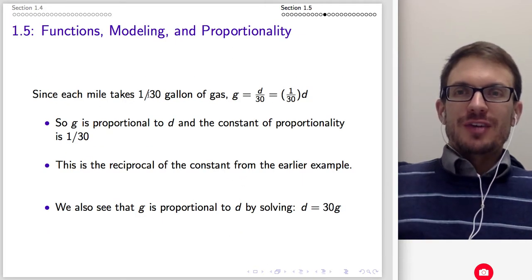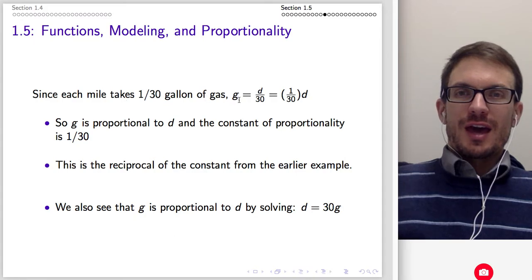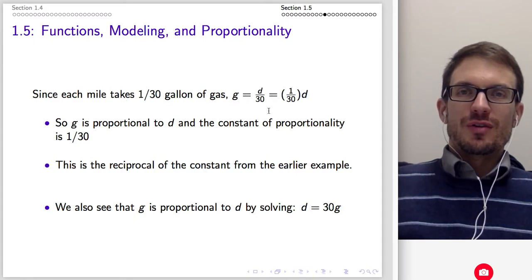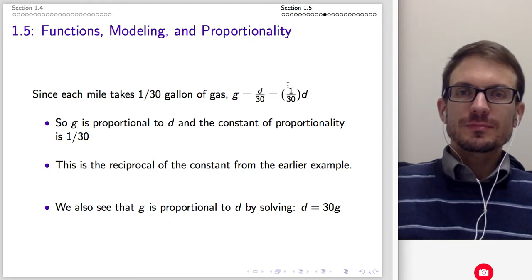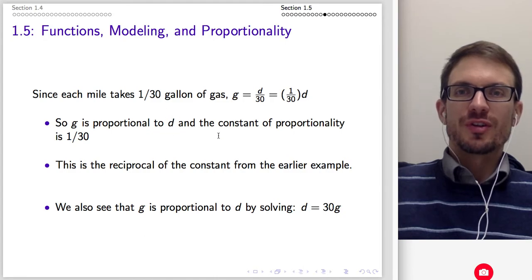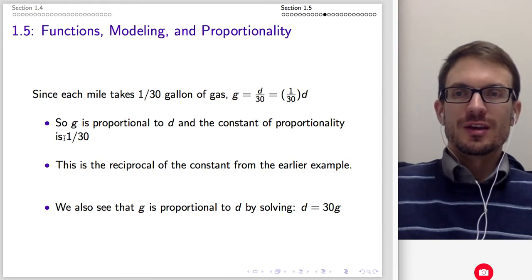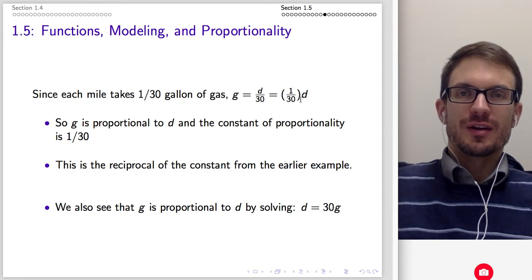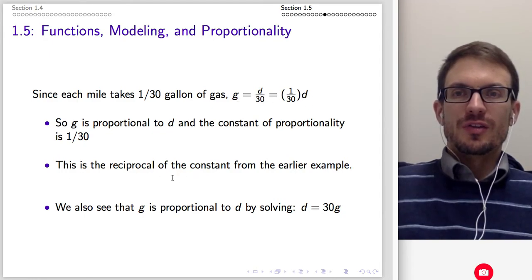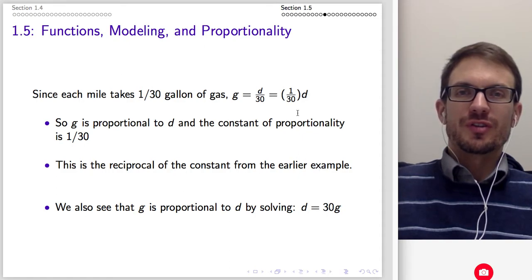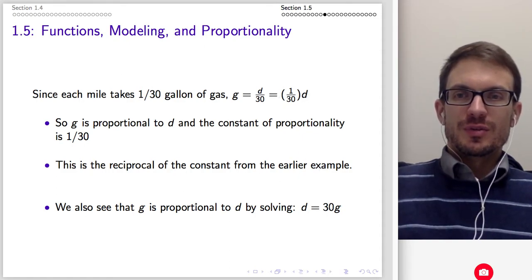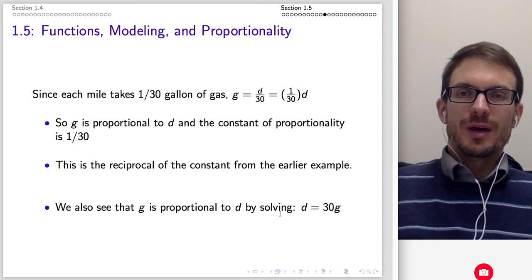Since each mile takes 1/30th of a gallon of gas, we have G is equal to D over 30, or 1 over 30 times D is equal to G. So G is proportional to D, and the constant of proportionality is 1 over 30. This 1 over 30 is like our K, and then our other variable is D. And this is actually the reciprocal of the constant from the earlier example, which is just 30. We see gas is proportional to D by solving, D equals 30G. What's going on?